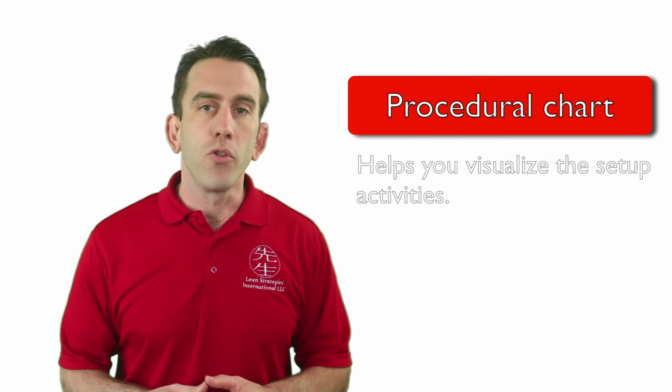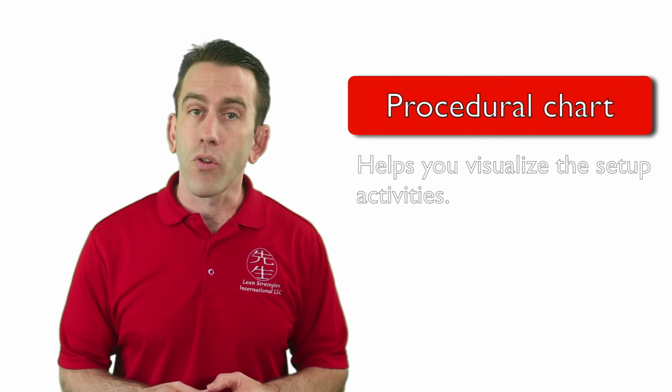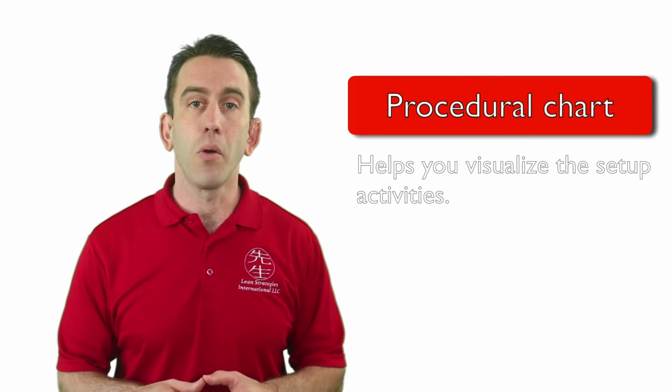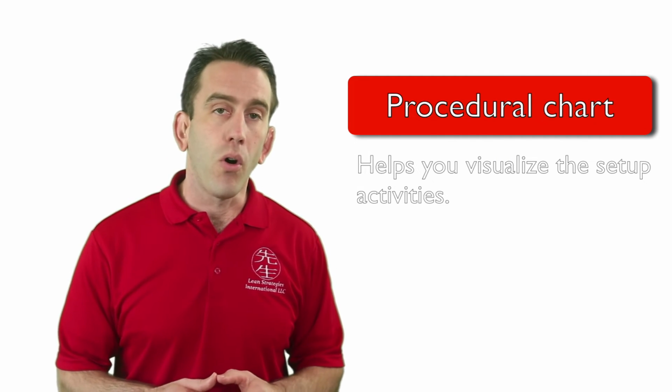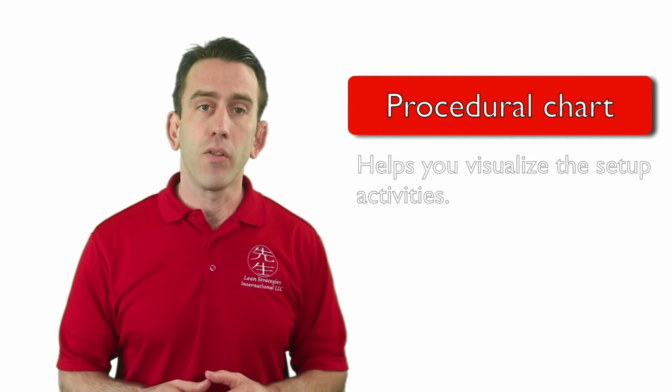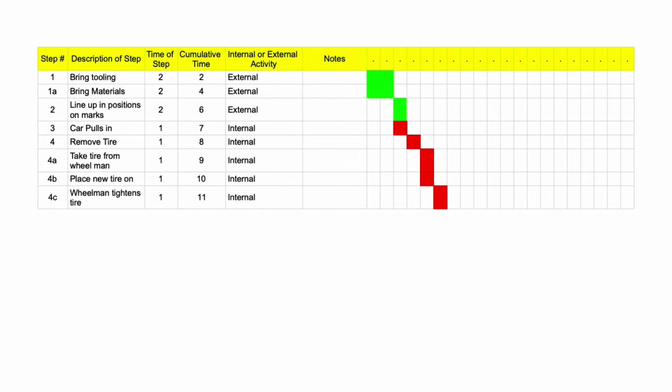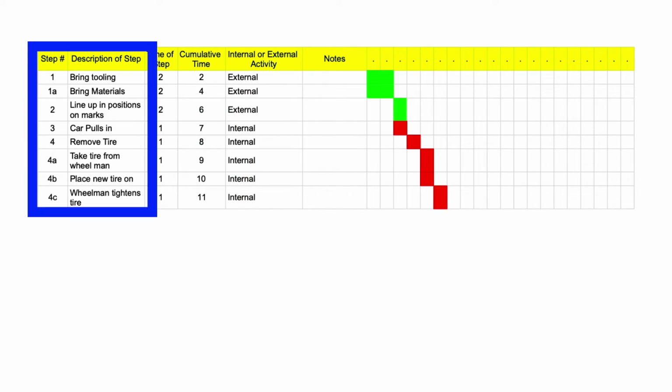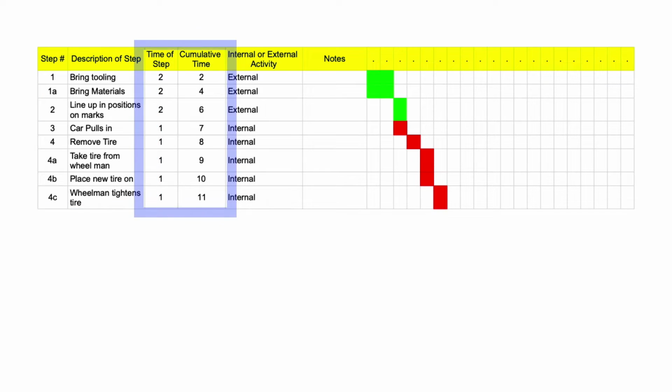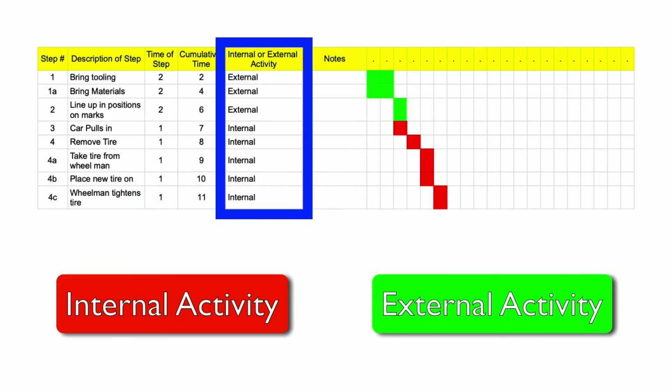One very important tool that is used when operations are converted from sequential to parallel is a procedural chart or a process chart. A procedural chart can be a simple template that allows you to document the sequence of tasks that need to occur at a very granular level. It also tracks the time of each step in the setup, the cumulative time at each phase, and should show whether the activity was internal or external.